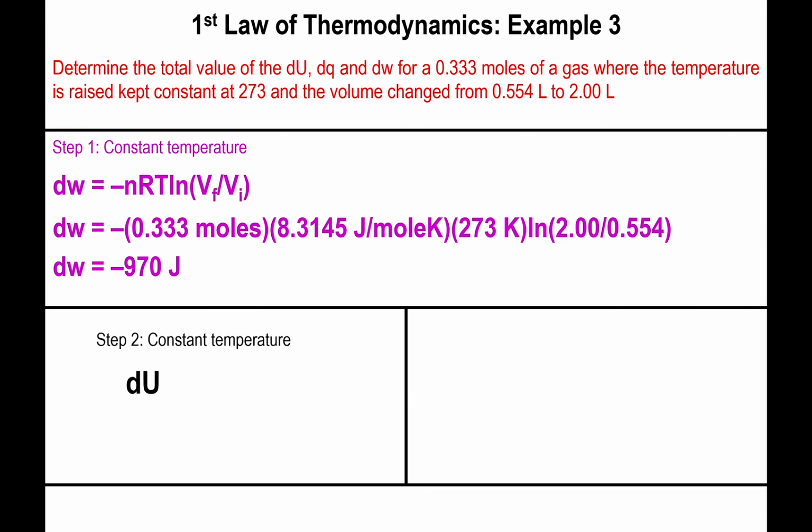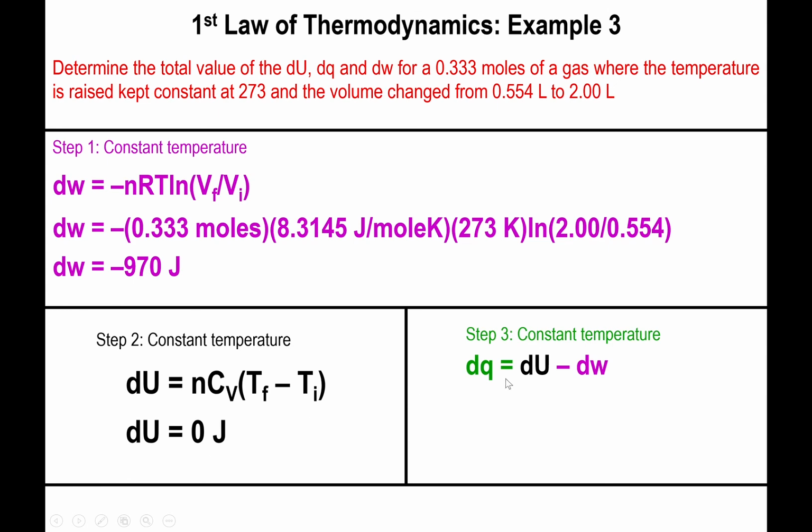Alright, now, we know that at constant temperature, the internal energy is going to be 0. So what this tells us is that the change in heat is going to be equal to 0 minus the work, in other words, minus negative 970, or 970 itself. So the heat itself is going to be 970 joules.